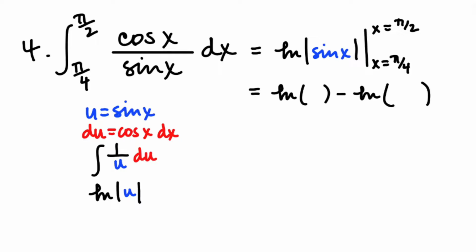which is where I'm going to have, okay, natural log of sine of pi over 2, so it'll be natural log of 1 minus the natural log of the sine of pi over 4. So sine of pi over 4 is root 2 over 2. And then if you wanted to, you could apply a log property. You could probably apply another one if you wanted to and call out the natural log of, I think, the square root of 2. But no need for that.